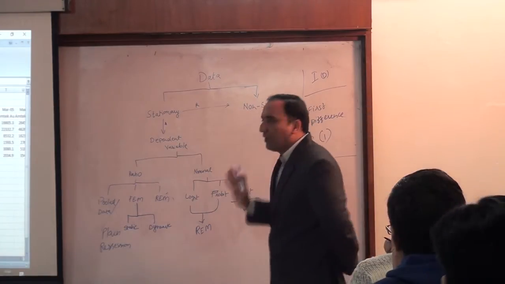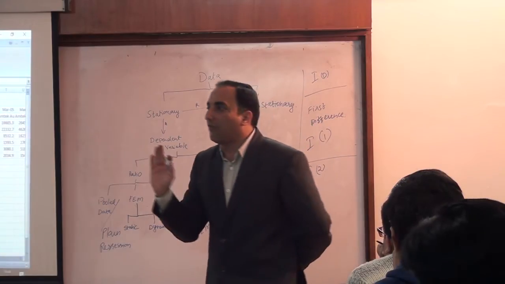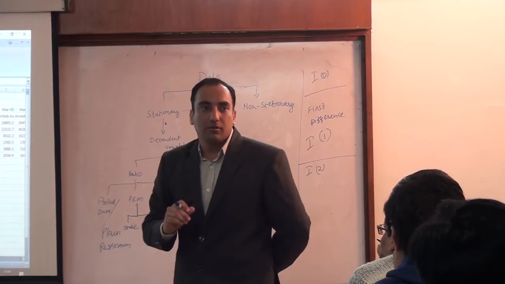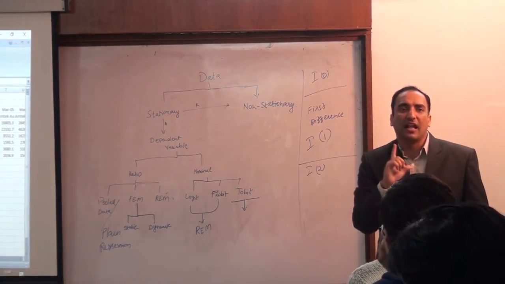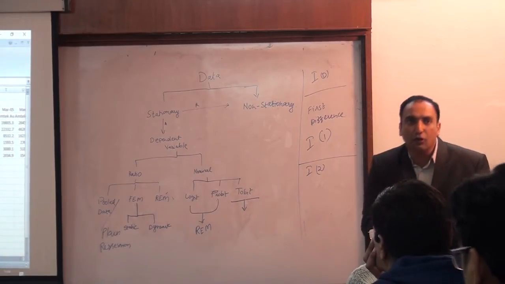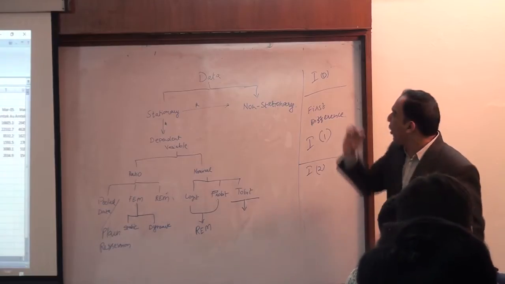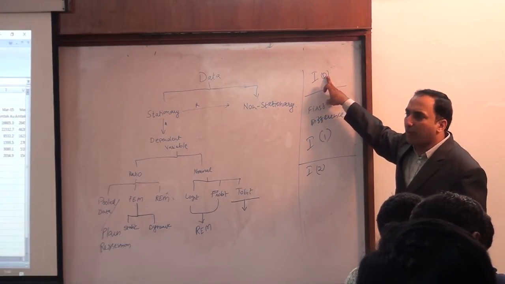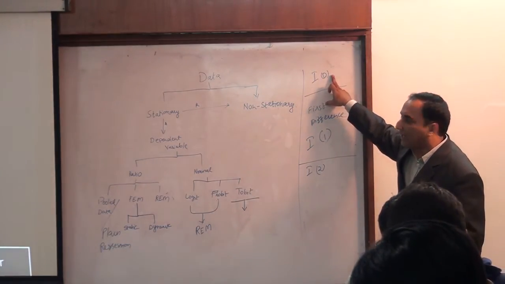Whenever we have non-stationary data, we cannot apply the normal regression. So I have data, and I have to see whether it has a unit root or not. If it does not have a unit root, it is a stationary process. A stationary process is also called I0. I means integration, 0 means zero times. So I have to integrate zero times, which means I don't have to do anything.